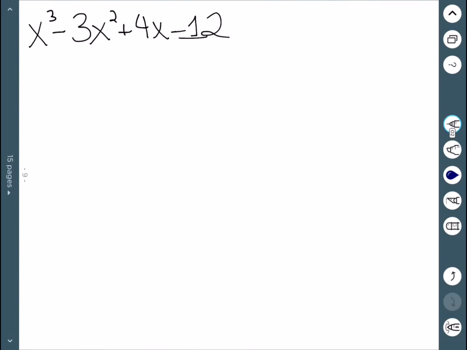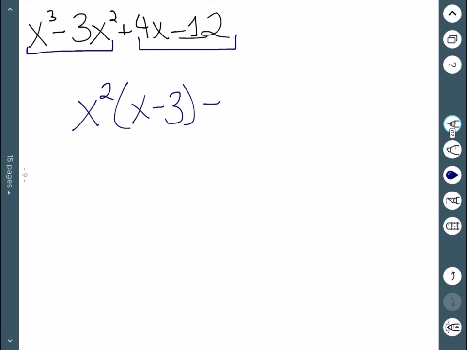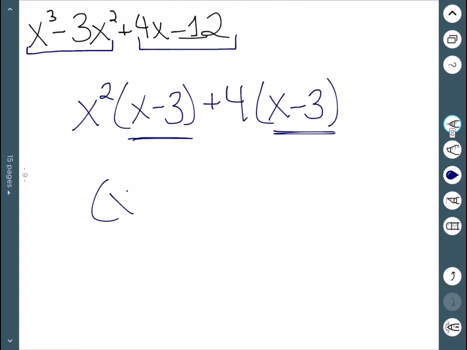So now this is the type of problem where we actually use factoring by grouping. And the idea is to look at them in pieces. If I look at the first piece, I can see they have an x squared in common. And I'm left with x minus 3. If I look at the second two parts, they have a 4 in common. And I'm left with an x minus 3. And now it's important to see that they have this x minus 3 in common. And when I remove that, I'm left with x squared plus 4.